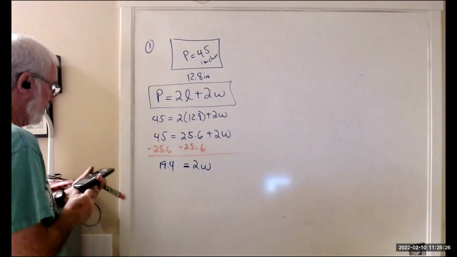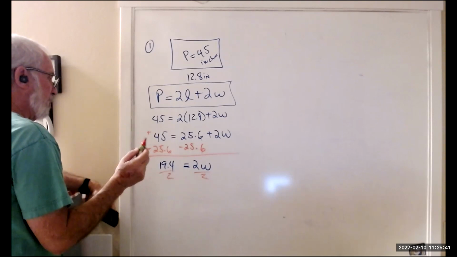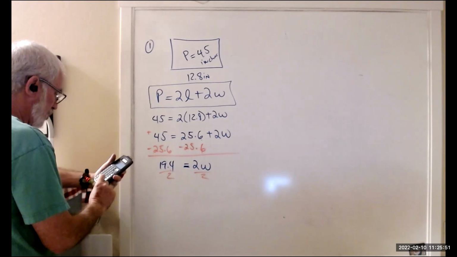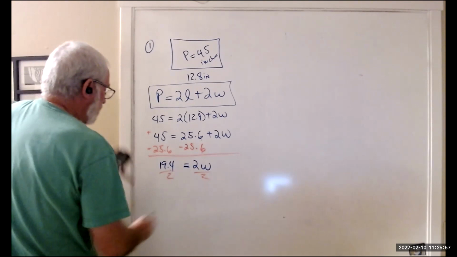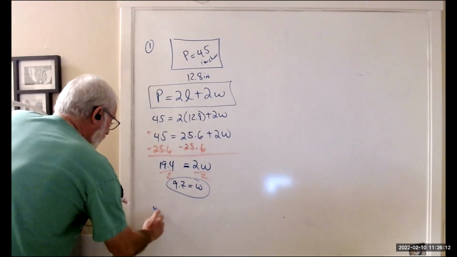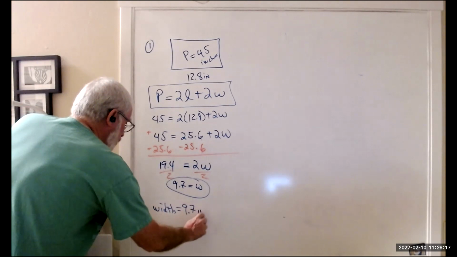Okay, so divide both sides by 2. That's negative 19.4. Is it? If you have positive 45. Oh, okay. Okay, you're thinking of multiplying and dividing. We're adding and subtracting now. Okay. Divided by 2, I get 9.7. Can anybody confirm 9.7? Yes. Equals W. So what have I done? The question said, what's the width? Okay, so width is 9.7 inches. Don't forget the units.